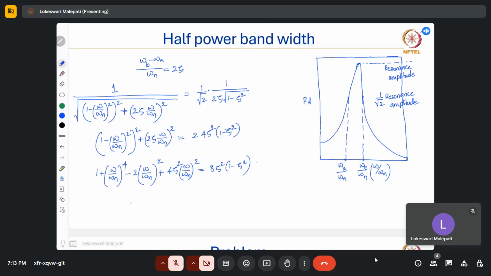So we can bring all the terms to one side. So (omega by omega n) whole power 4, we have 4 zeta square minus 2 times (omega by omega n) the whole square, plus 1 minus 8 zeta square (1 minus zeta square) is equal to 0.